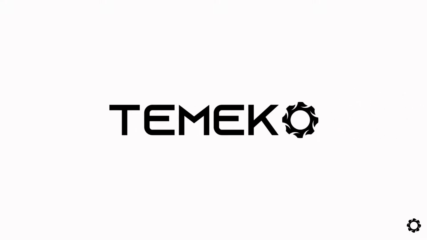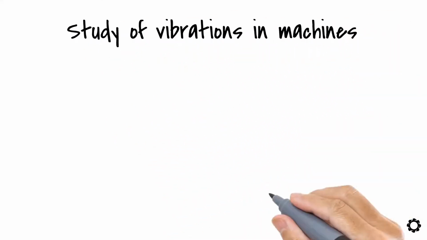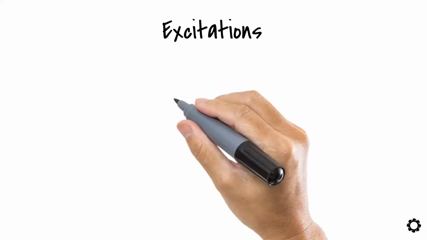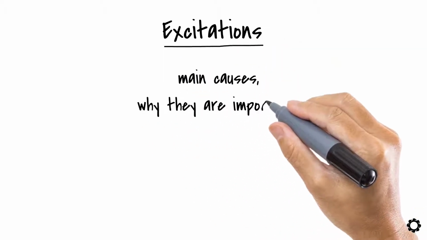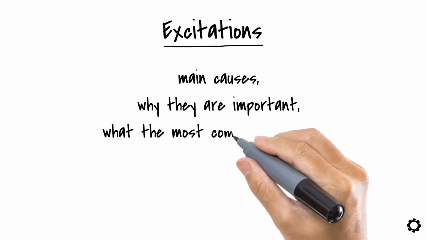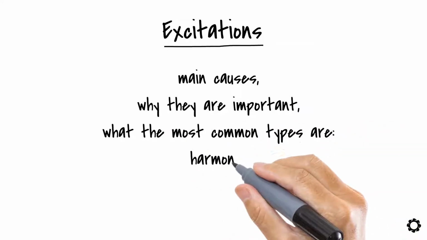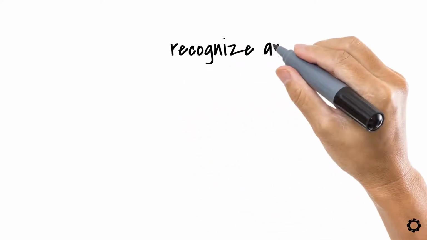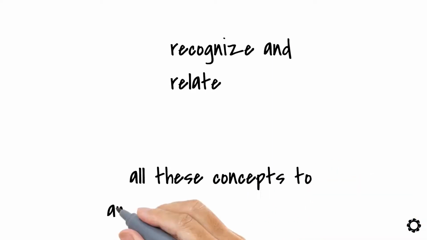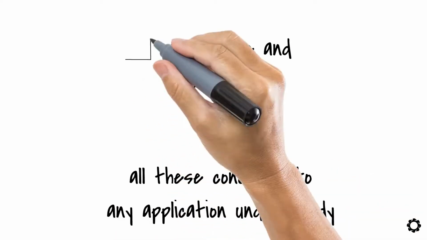This video introduces an essential ingredient for the study of vibrations in machines, excitations. We will look at the main causes of these excitations, why they are important, and what the most common types of excitations are: harmonic, impulse, and rotating excitations. By the end of this video, you will be able to recognize and relate all these concepts to any application under study without hesitation.